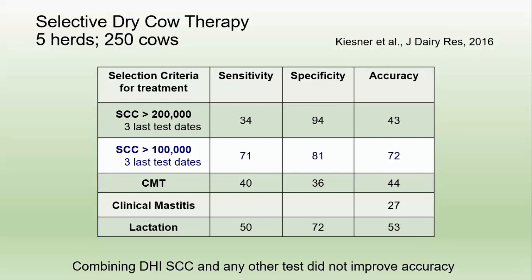The important thing to note is that no matter which threshold or which approach this study looked at to try to select cows not to treat, at best it only got an accuracy of 72%, meaning that they were correctly identifying an infected cow or non-infected cow only about 3/4 of the time.